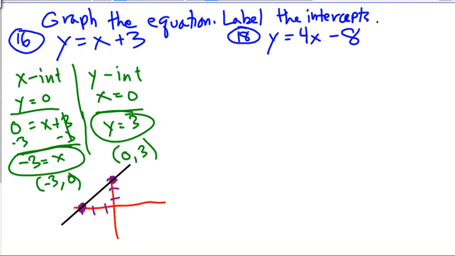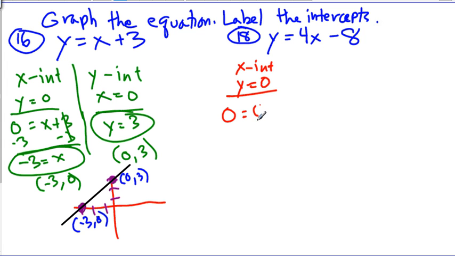They ask us to label, so on your homework, you should write this point as 0, 3. I know I have them listed right above. And this is negative 3, 0. So we're done. Okay, number 18, same exact thing. So let's find the x-intercept, which is when y equals 0. 0 equals 4x minus 8.